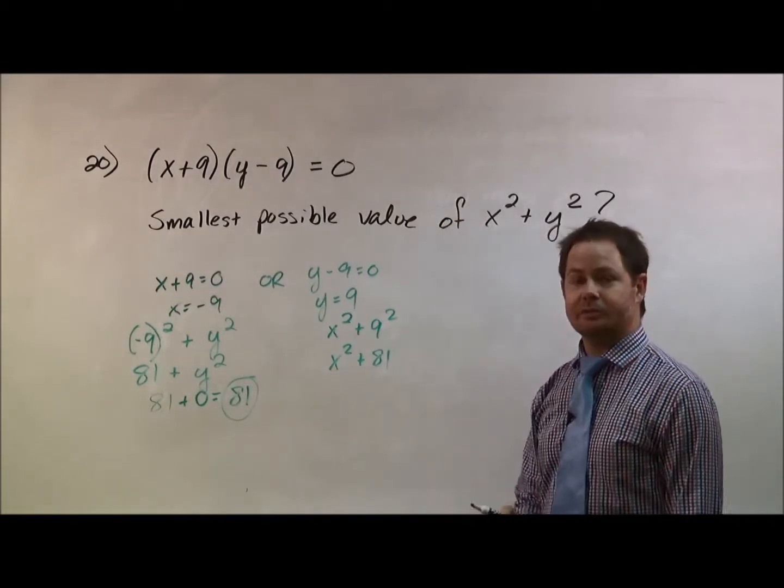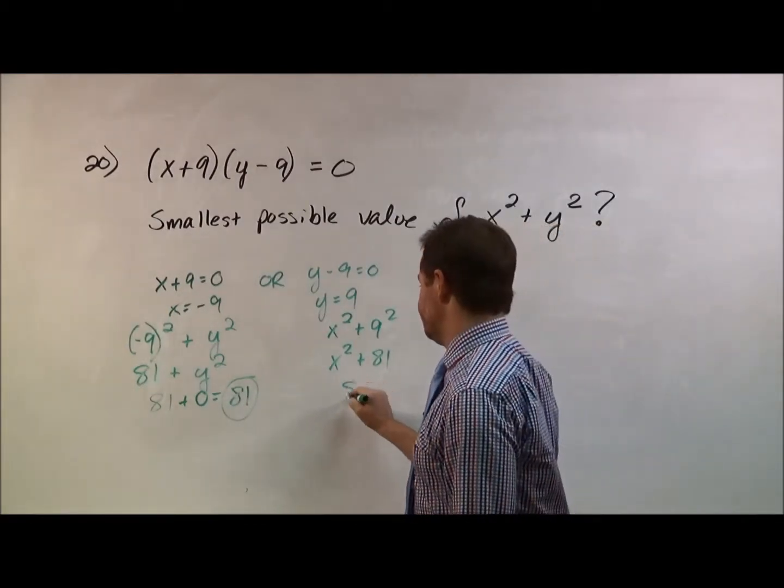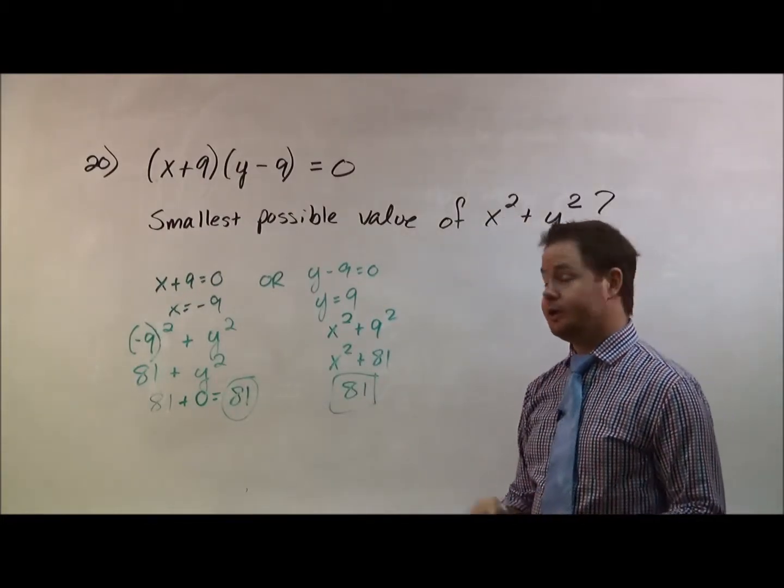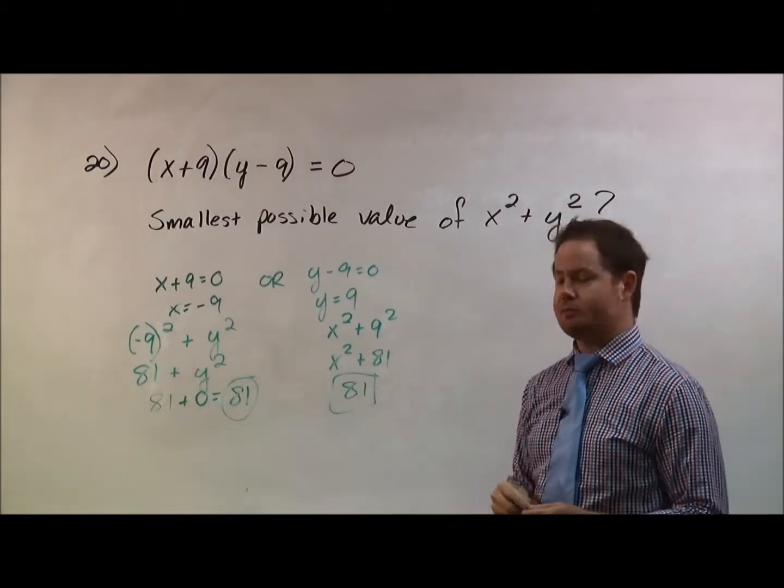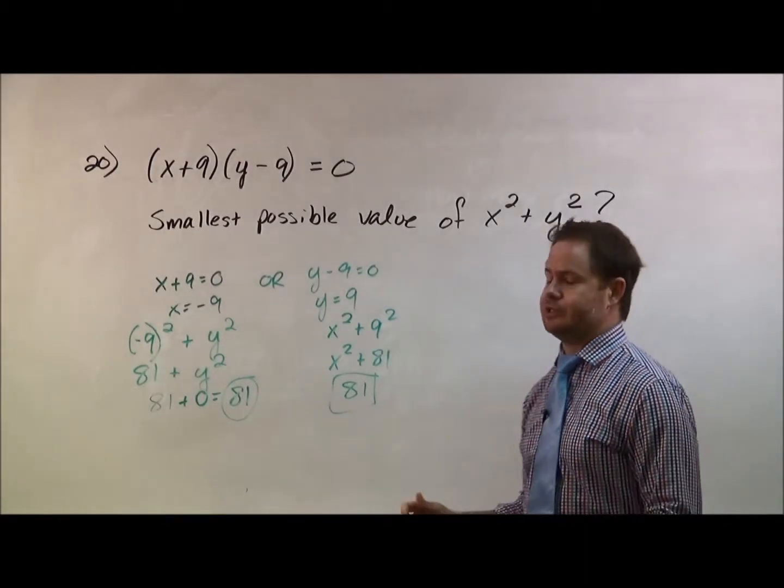The smallest possible value we could get for x squared is 0, which means the smallest result that we could get, no matter what, whether we're plugging in a negative 9 for x or if we're plugging in a 9 for y, the smallest result we could have on this question is 81, either way you shake it, and that's going to be the correct answer for number 20.